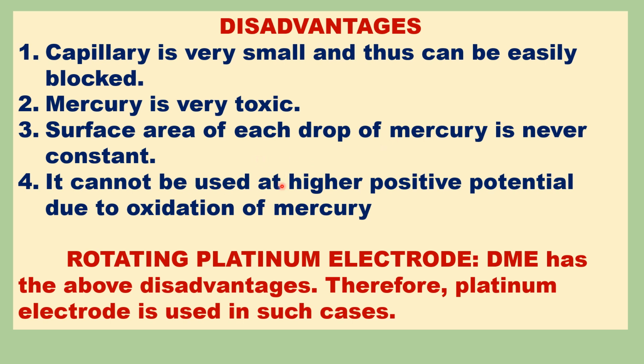It cannot be used at a higher oxidative potential because of the oxidation of mercury. For example, 0 to 2 volt. After 2 volt or so, mercury is getting oxidized. In such cases, rotating platinum electrode is nowadays used.